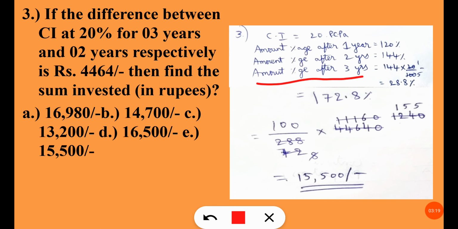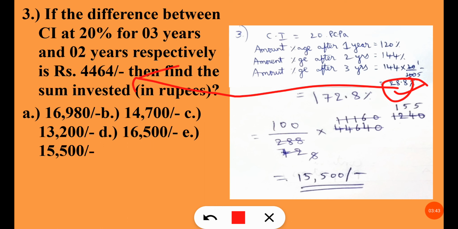Amount percentage after 3 years means 144 into 20 by 100, that is 28.8, so 144 plus 28.8 equals 172.8%. Then amount percentage after 3 years is 172.8%. It is clearly given that 172.8 minus 144 is equal to 28.8%. This is the difference. This value is given as 4,464. And we were asked to find the principal investment, that is 100%.